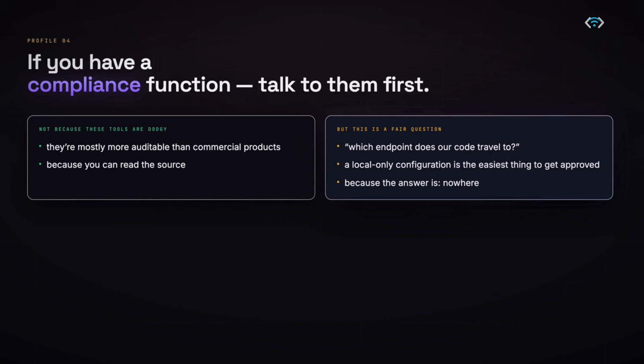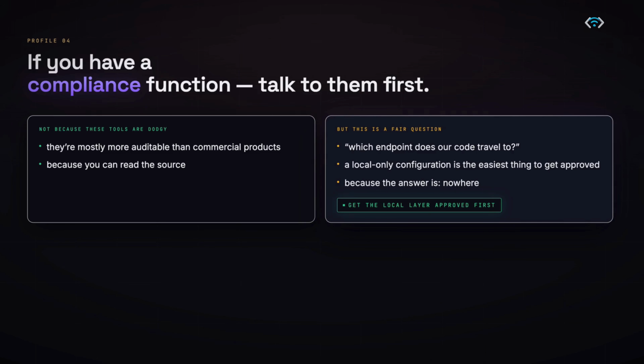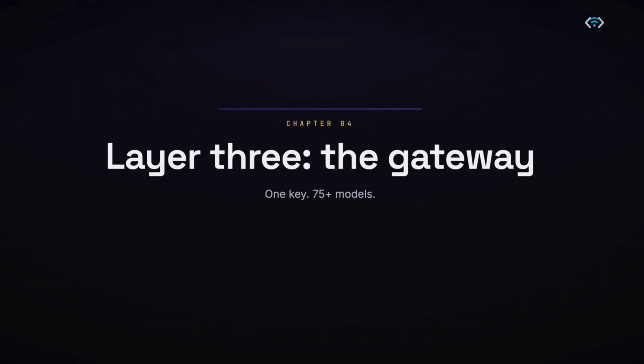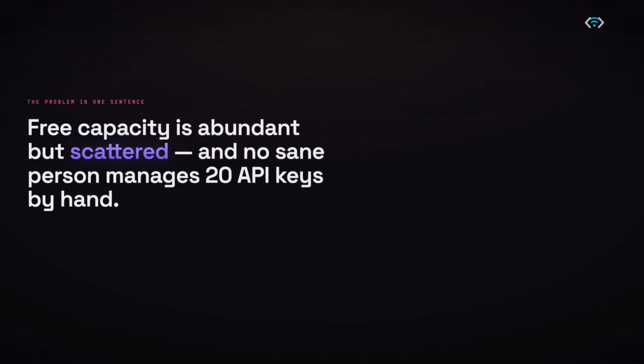If you work somewhere with a compliance function, talk to them before any of this. Not because these tools are dodgy, they're mostly more auditable than commercial products since you can read the source. But "which endpoint does our code travel to?" is a question your security team is entitled to answer. And a local-only configuration is often the easiest thing to get approved, precisely because the answer is nowhere. Pick your profile, and the rest of the video is about executing it well.